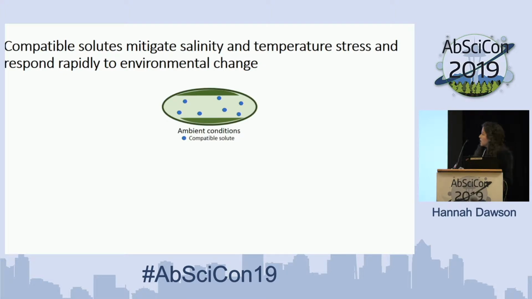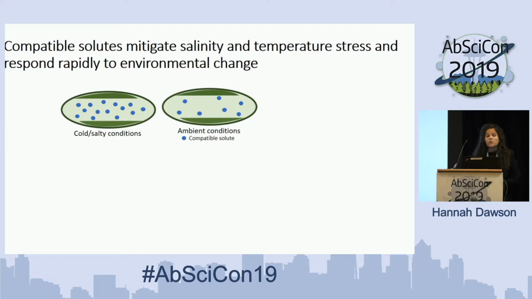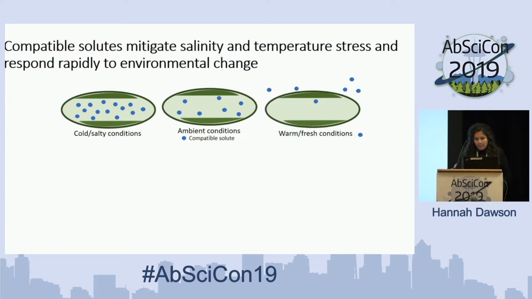So if we start with an algal cell out in the environment, in a marine environment, we would expect them to have a baseline concentration of compatible solutes in order to mitigate osmotic stress between the interior of the cell and the saline environment surrounding them. But if they're in colder or saltier conditions, like in sea ice brines, we would expect them to have higher concentrations of these compatible solutes to prevent water loss or freezing.